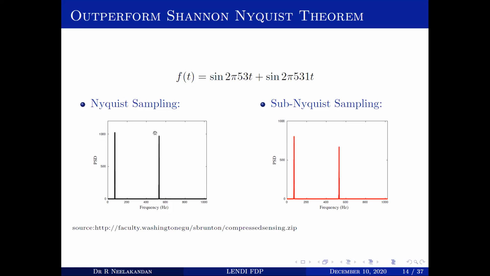So you sample it at the Nyquist rate. What is the Nyquist rate for the signal? Twice the rate of the highest frequency. So 2 times 531. You sample at that rate, do the processing, and you get the spectrum.